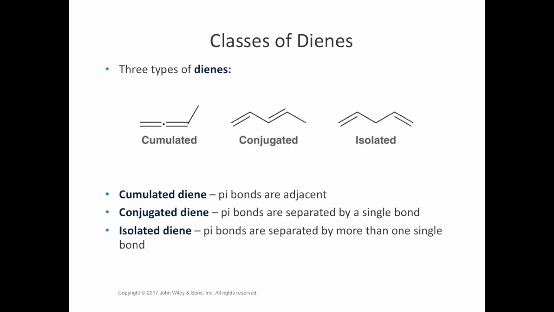In accumulated dienes, the pi bonds are adjacent. In a conjugated diene, they are separated by a single bond. Isolated dienes have pi bonds that are separated by more than one single bond.